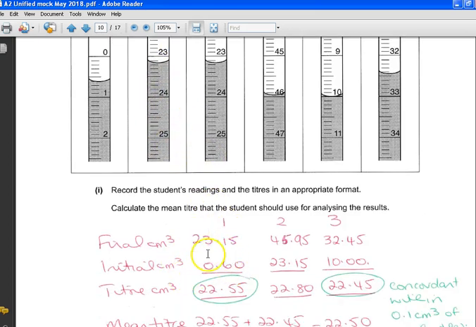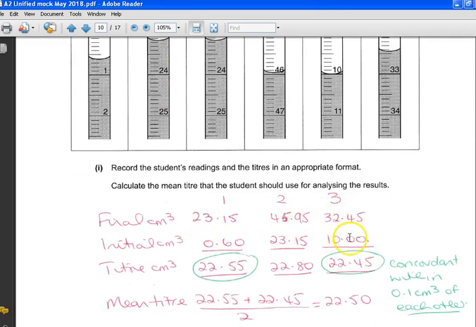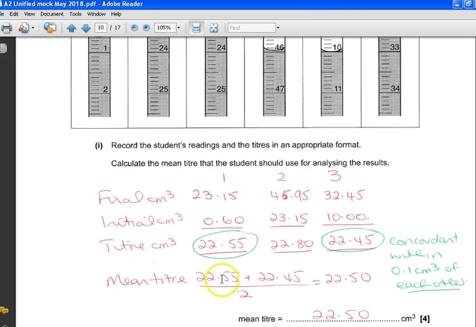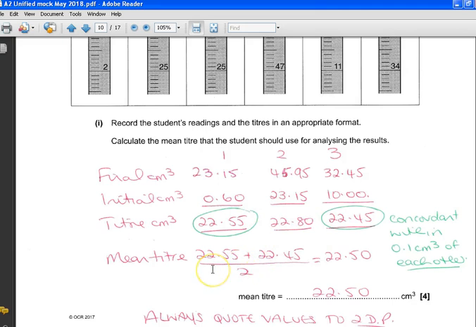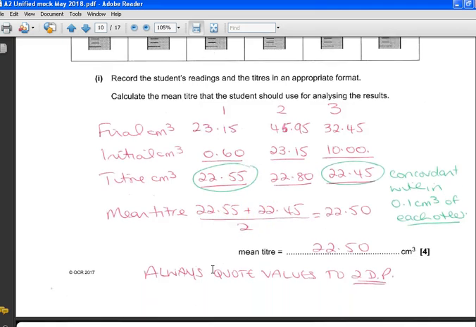Then you do a subtraction, and you do the same for all 3 of them, but you only use concordant results, so results that are within 0.1 cubic centimetre of each other. So you shouldn't have used all 3 values to get your mean titre. Your mean titre here is 22.5.